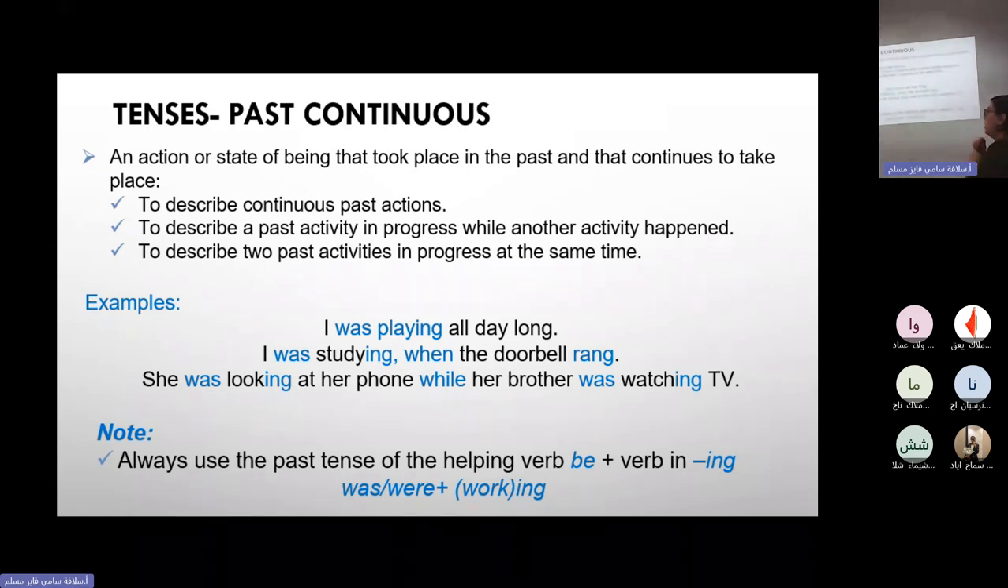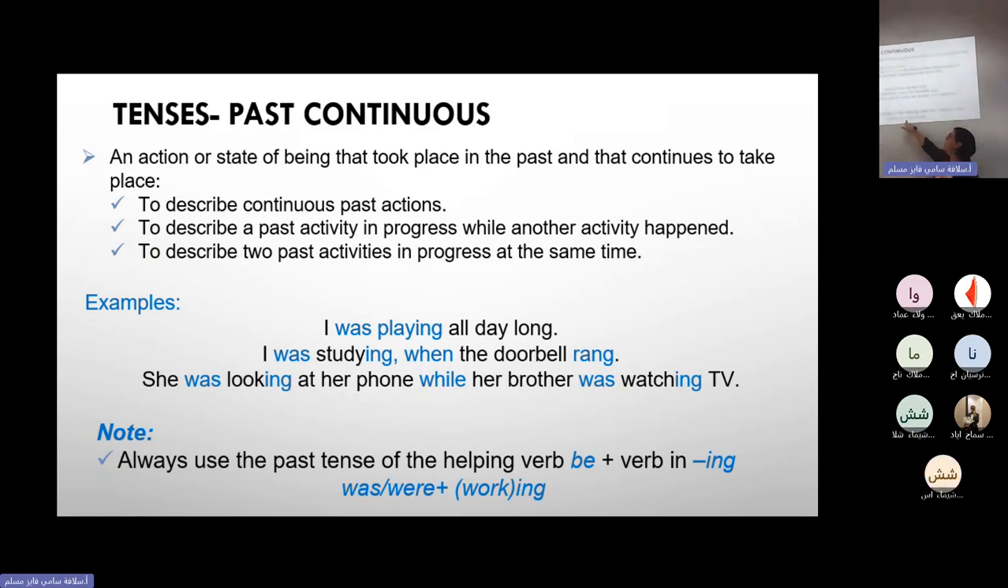Okay? Note, always use the past tense of the helping verb, in addition to the present participle. And the past tense, that is, verb in ing, was a verb that, for example, working. Okay?